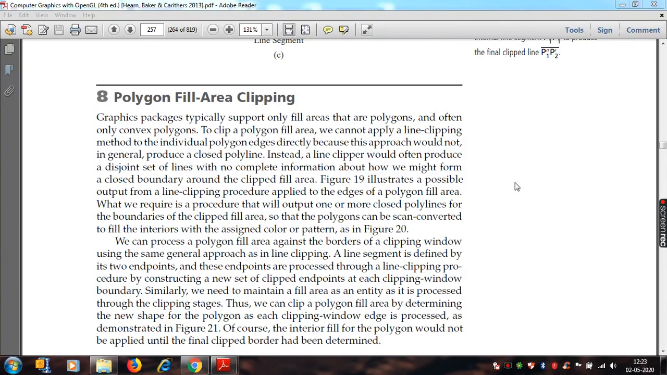Good morning, students. Today we'll discuss polygon fill area clipping. As you all know, in the previous class we discussed the topic of line clipping algorithms, that is the Cohen-Sutherland line clipping algorithm. We have studied that. The next topic is polygon fill area clipping, so we'll discuss this algorithm.